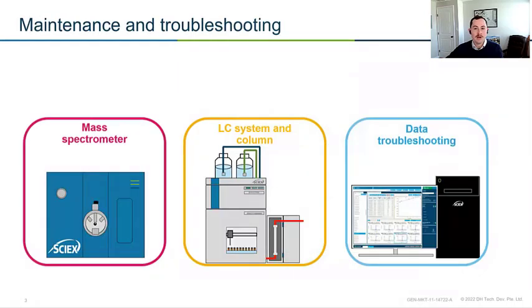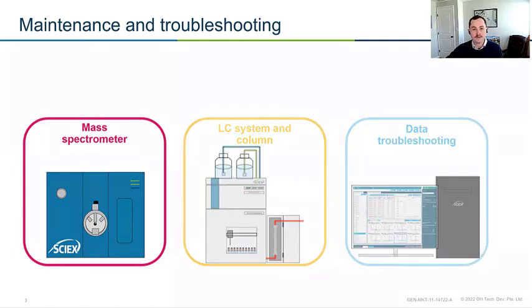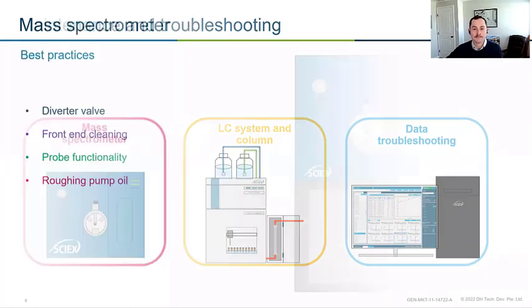So this will be broken up into 3 parts. First, we'll be talking about some preventative maintenance and some regular maintenance that you can do on your mass spec and LC. And then we'll go through some data troubleshooting, so kind of a fun case study experiment where we look at some of the more common things we see here at SCIEX when it comes to issues. But first, let's dive into this mass spec maintenance.